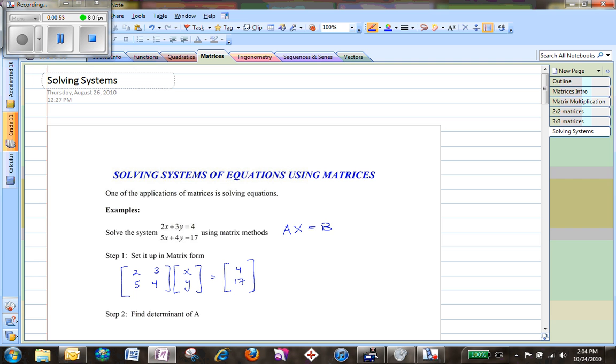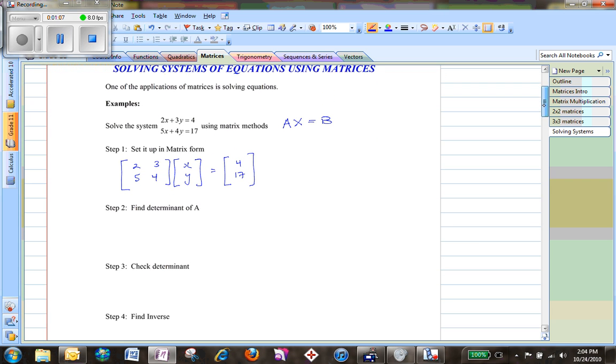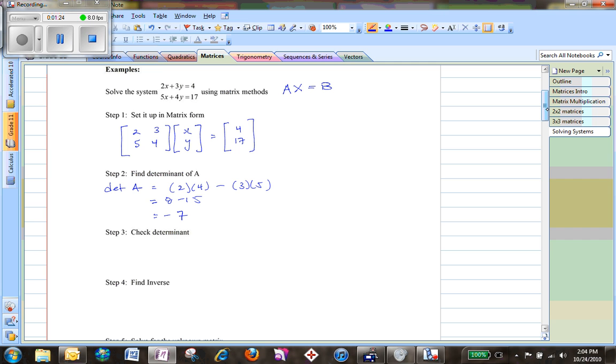Notice that the form is set up the exact same way every time. Notice that my equations were originally arranged in a way that I could put them directly into matrix form. Using what I already know, let's go through some of the steps. Find the determinant of A. Well, the determinant of A is 2 times 4 minus 3 times 5, which is 8 minus 15, so negative 7 is my answer. Step 3 is to check the determinant. Is it equal to 0? No, it's not. That means I can find an inverse.